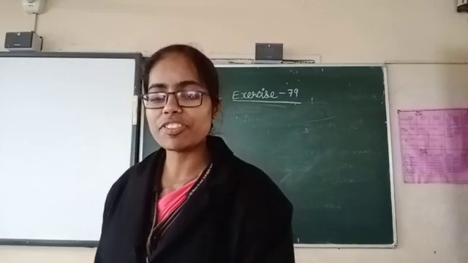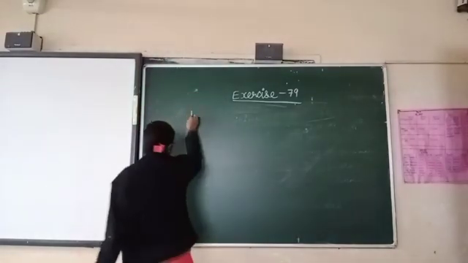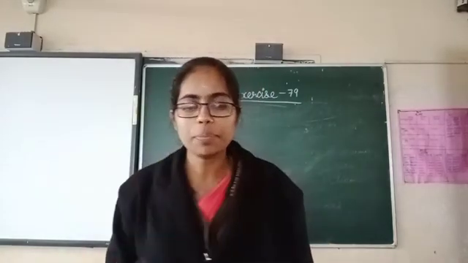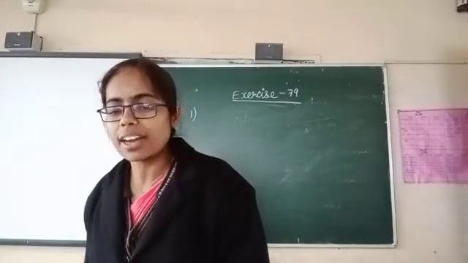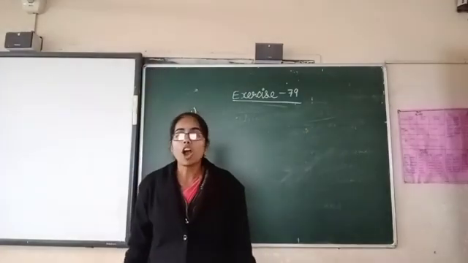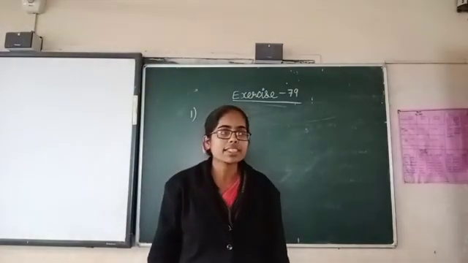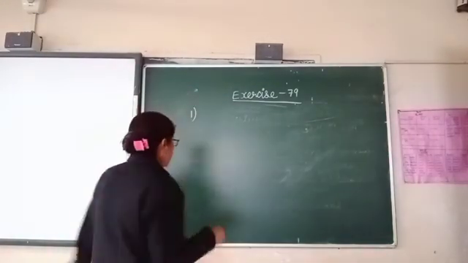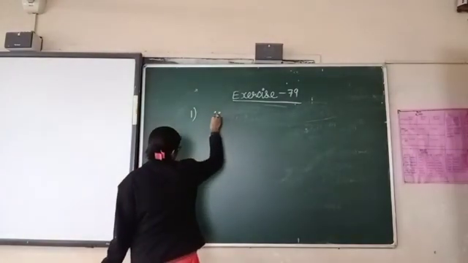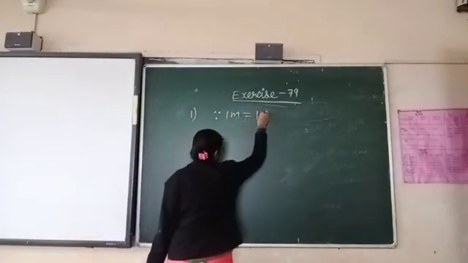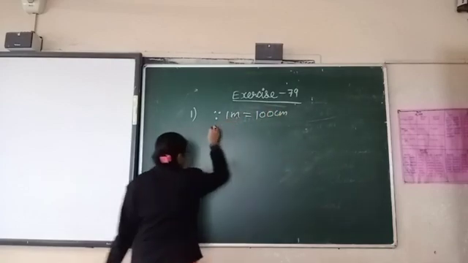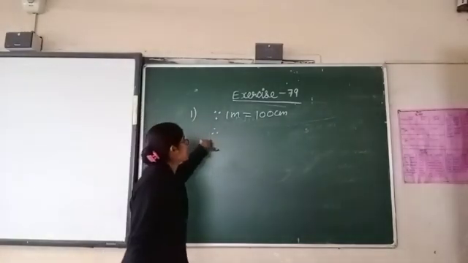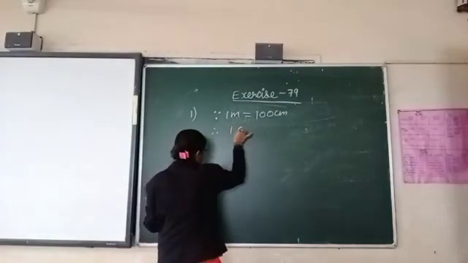We will start with the very first question of exercise 79. I am not going to write the question, but you have to write it from the book, because it is only one line: How many cubic centimeters are there in 1 cubic meter? For doing that, what we need to know is, since 1 meter equals 100 centimeter. Yes, this is "since" and this is "therefore". Therefore, 1 cubic meter.